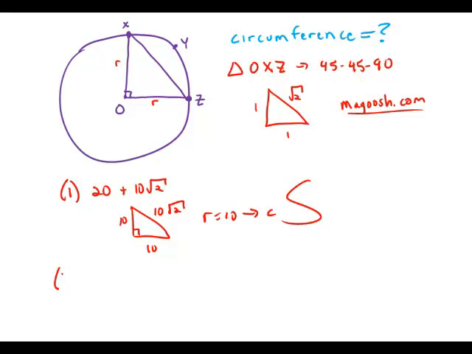Now forget about that statement. Statement number 2 tells us the length of the arc XYZ. That arc has a length of 5 pi. Well, that arc is a quarter of the circle, so all the way around the circle would have to be 20 pi. 20 pi would be the circumference. So that statement is also sufficient.